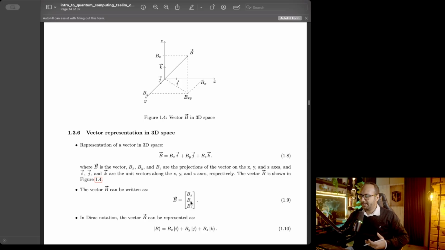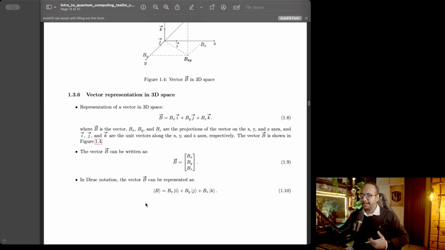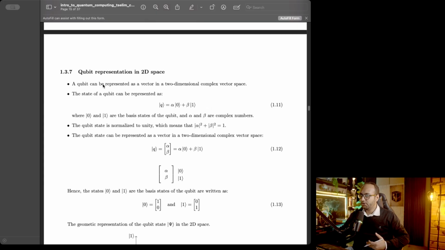So we have bx, which is a projection on the x-axis, by, which is a projection on the y-axis, and bz, which is a projection on the z-axis. And in terms of Dirac notation, the vector b can be represented as bx i plus by j plus bz k. If you go to the qubit representation, this is what inspired Paul Dirac.